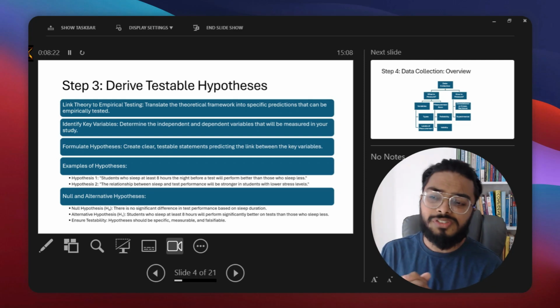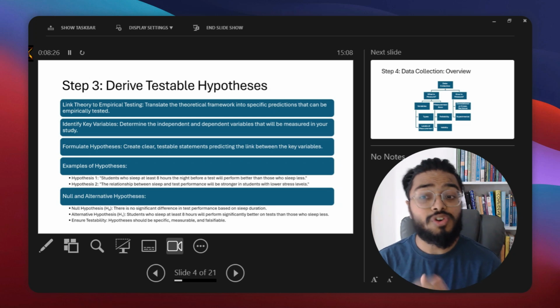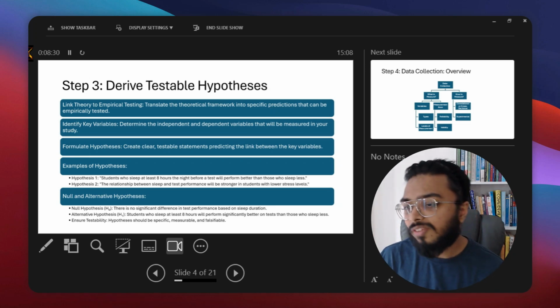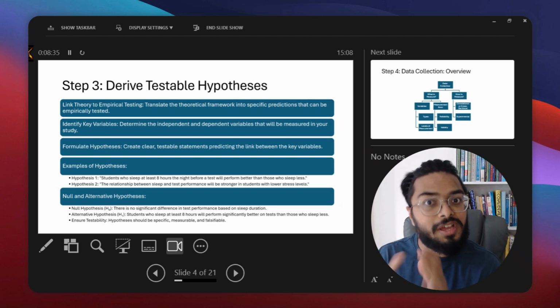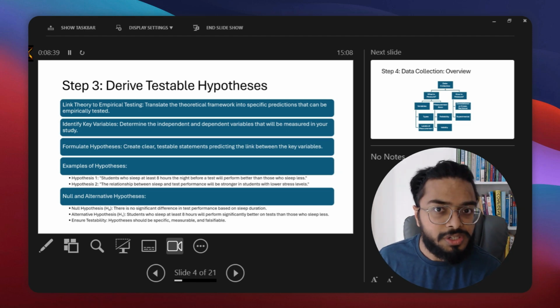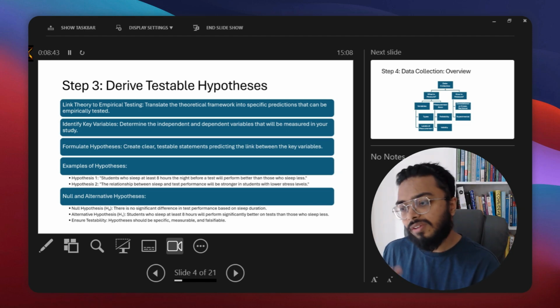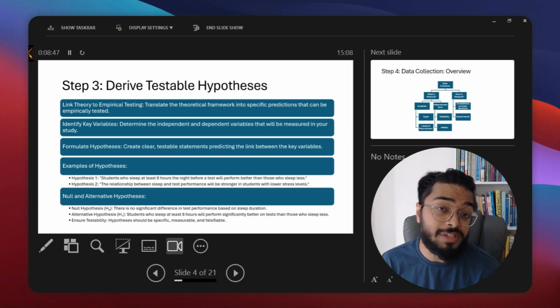Likewise, another hypothesis could be the relationship between sleep and test performance will be stronger in students with lower stress level. So all these hypotheses you are deriving from your theory. So it can be either your own theory or maybe an established theory that's there in the field already. So you are trying to use that and maybe derive some testable hypothesis.